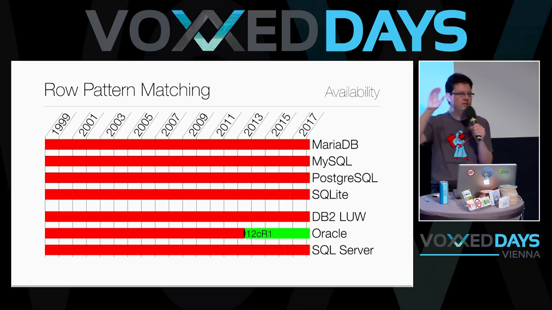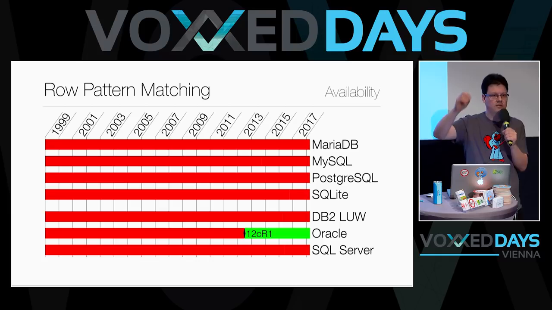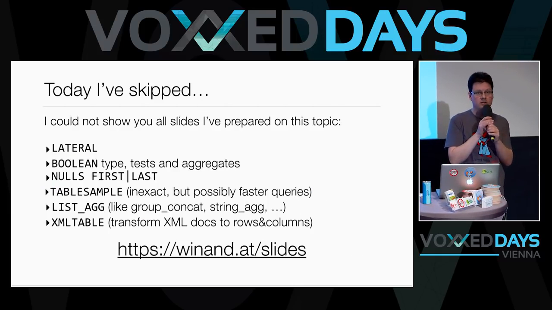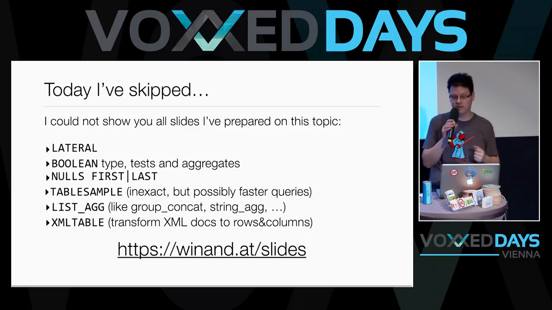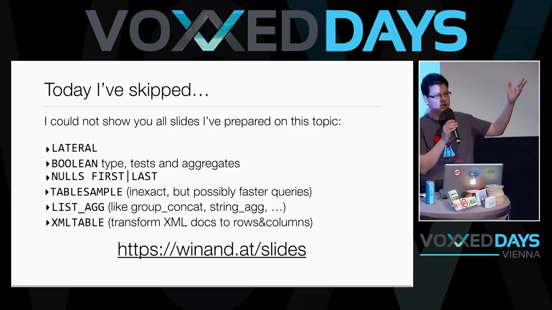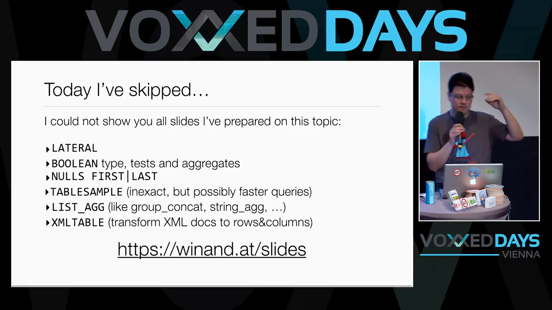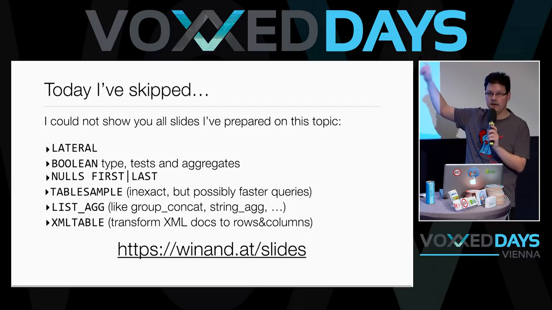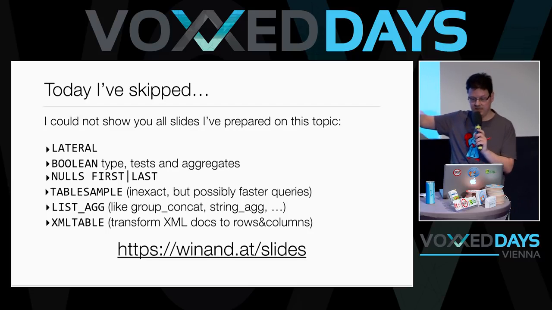I have shown you some selected features out of many, many standards. There are more interesting features, which I did not have the time today to show you. Like lateral, Boolean, and nulls first, nulls last, like order by a nullable column, how to do that. There are many, many more interesting features. You can find them in the slides on my website. Today I had to skip them because time is limited.